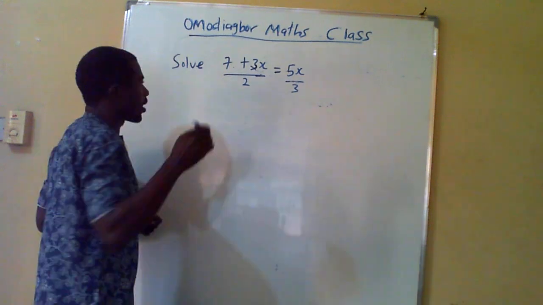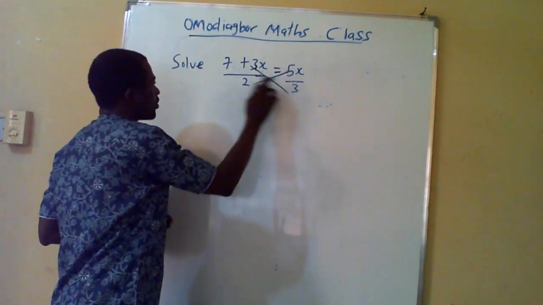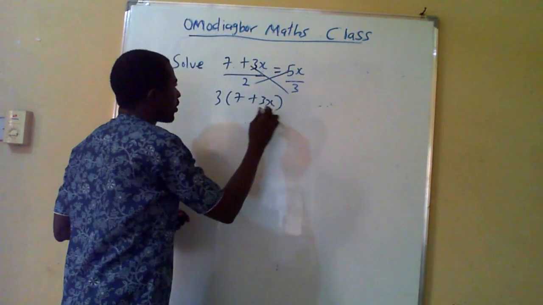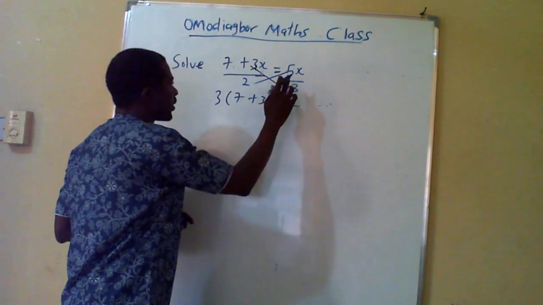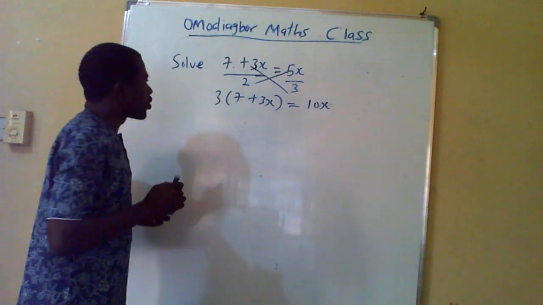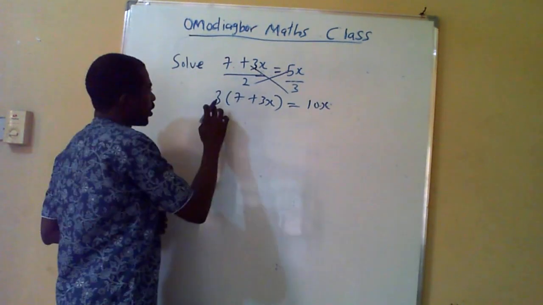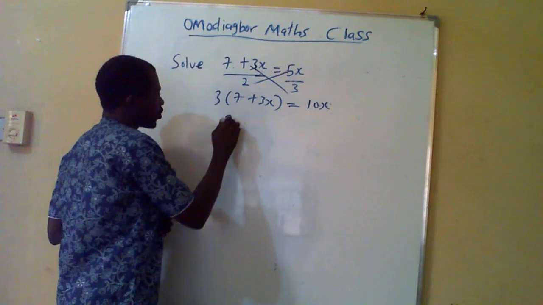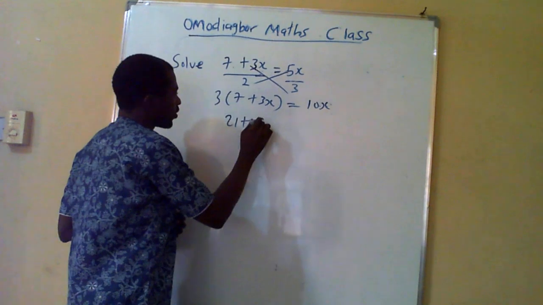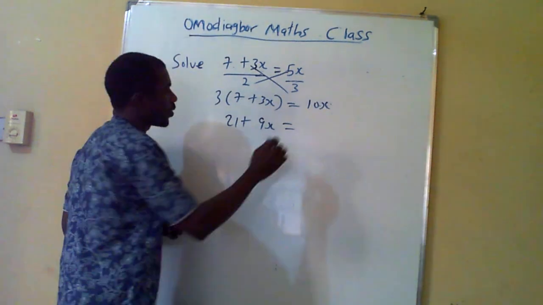to cross multiply. So if you cross multiply this with this, you have 3 open bracket 7 plus 3x close bracket equals 5x times 2, which is 10x. The next thing to do now is to open up the brackets. 3 times 7 is 21, plus 3 times 3x, which is 9x.